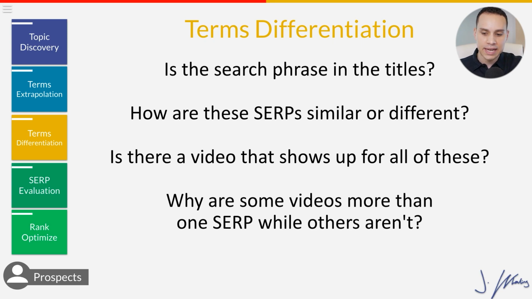The first one you want to ask: is the search phrase in the titles? Then we want to look, how are the search engine results pages similar or different? Is there a video that shows up for all of them? What videos show up in one and not another?